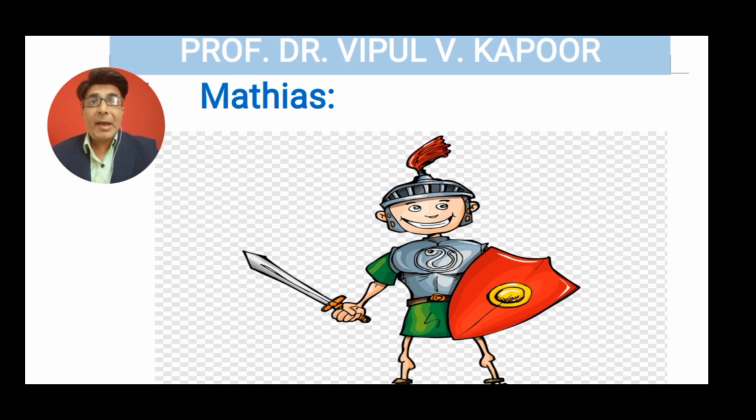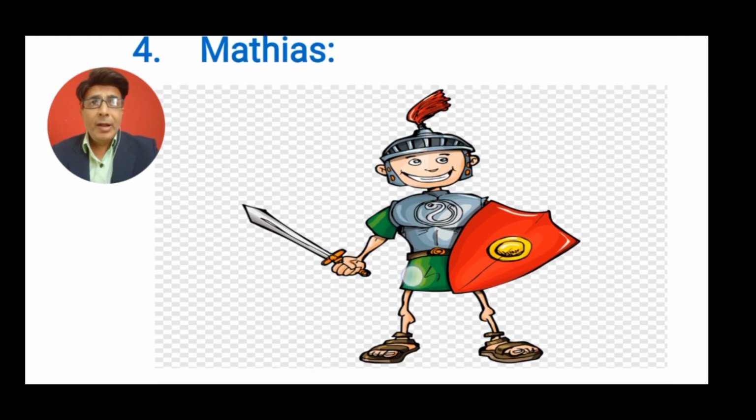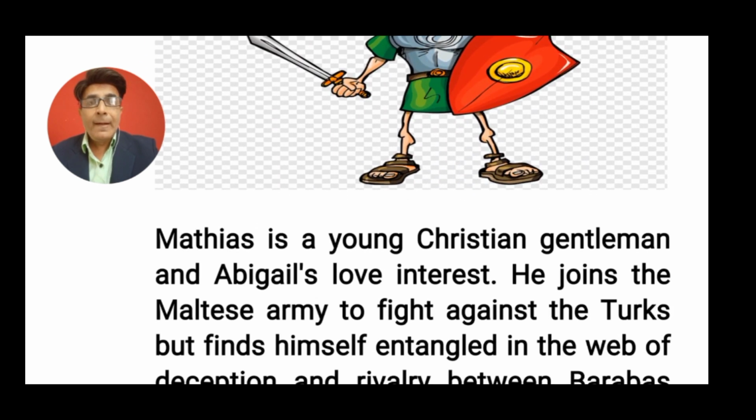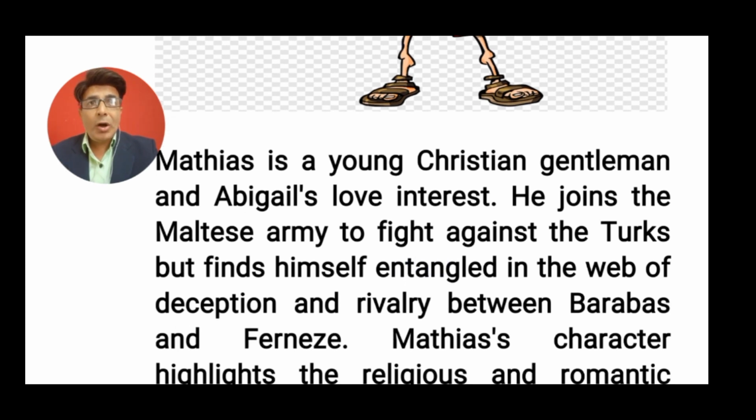The fourth character is Matthias. Who is Matthias? I told you Matthias is a Christian young man with whom Barabas' daughter falls in love, and he joins the Maltese army. Matthias joins the army of Malta. Malta had a war against Turkey, so the Turks and the Maltese people had conflict.